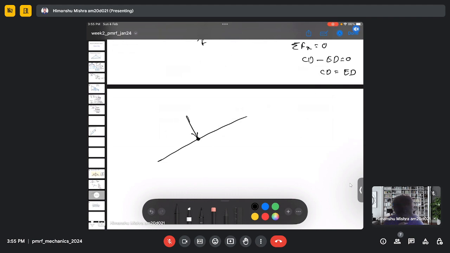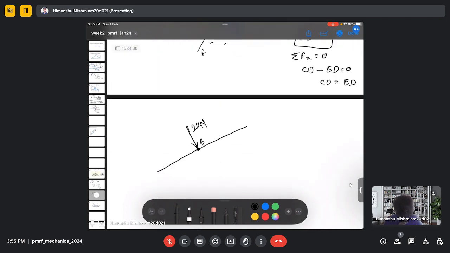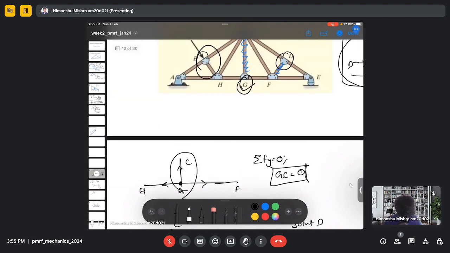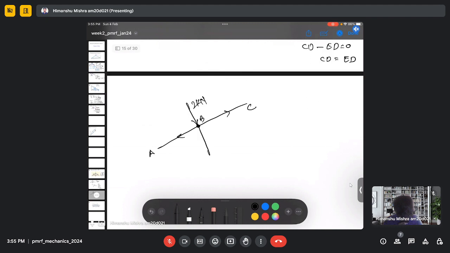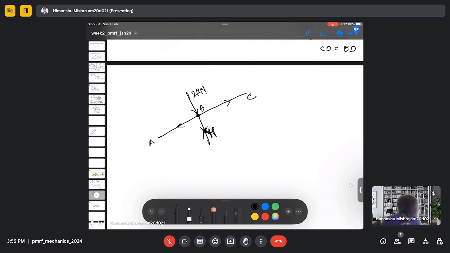So here we have a 2 kilonewton force at P. Here we have A. Here we have C. And this is, let's say, my H. So now let me align the coordinate system as well. So this is my X and this is my Y direction.